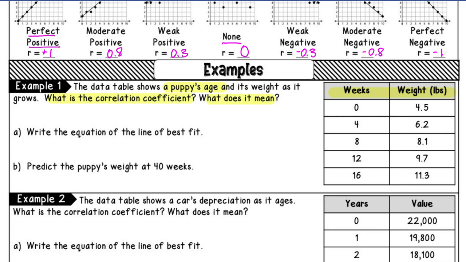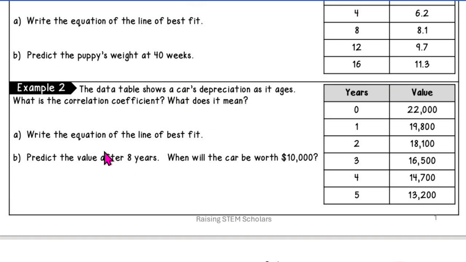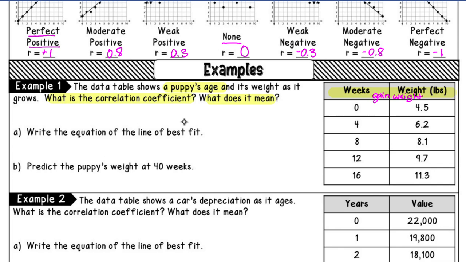Well, let's stop and just think about what's happening. When a puppy's growing, we expect it to gain weight. That's just what we expect to see. It's going to get bigger, it's going to get heavier, and so we would expect a positive correlation coefficient. It's going to do something more like, over in here, this one or maybe this one. We're going to expect something like that because we do expect a puppy to gain weight as it grows.